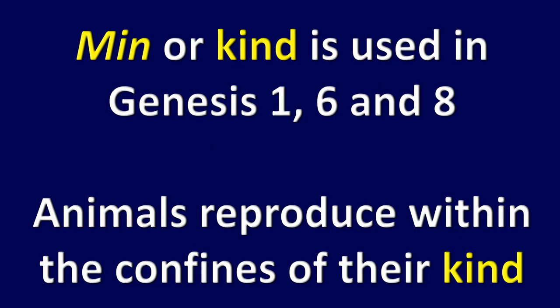And again, the word min, or kind, is used in at least three different places in the Bible. First of all, in Genesis 1, when God created the various kinds. And then they reproduced after themselves, didn't they? We see that again in Genesis 6 and 8. That is in the story of Noah and the flood, where first of all, he was to bring the different kinds into the ark. And then in Genesis 8, when they left the ark, the kinds again were to reproduce. So animals reproduced within the confines of their kind. So that's one way you can look at what would constitute a kind, whether or not they can reproduce with each other. And if they can, that's pretty good evidence that you've got a kind.